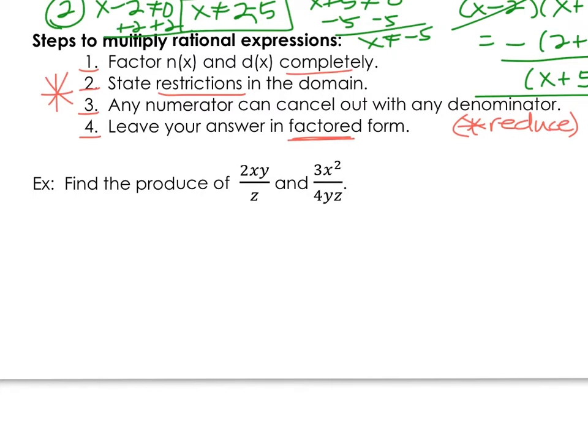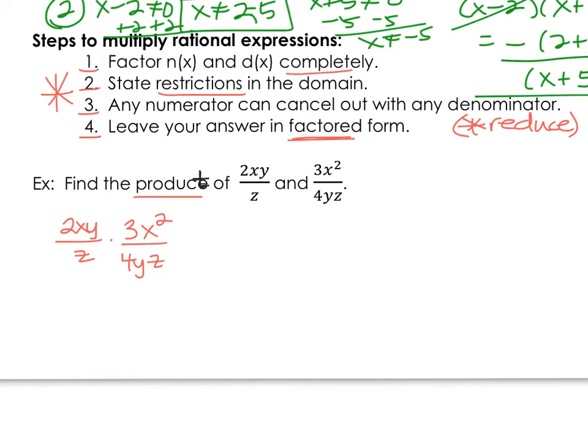All right, so first, find the product, not produce. We're not looking for apples, that's okay. Find the product of 2xy over z and 3x squared over 4yz. So the first thing I'm going to do, since we're asked to find the product, is I'm just going to write it as a multiplication problem. 2xy over z times 3x squared over 4yz.